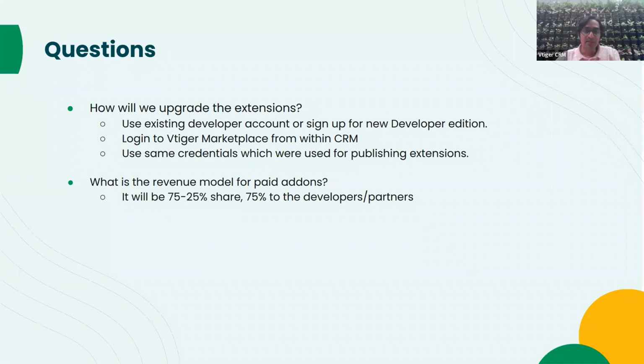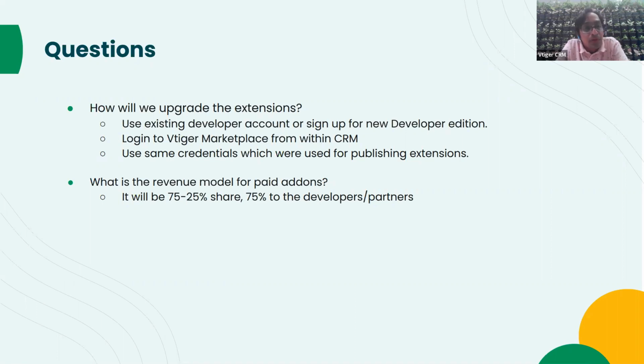So I think this is all about the demo of the add-on publisher, and there are a few questions that might have come to your mind now. What would happen if we want to upgrade an extension? For upgrading any extension that is already published, you basically have to sign up to a developer account or a developer edition, and then you have to use the same Vtiger Marketplace login from which you have published it. So we are tying those extensions to your marketplace login, and only using those you can upgrade them.